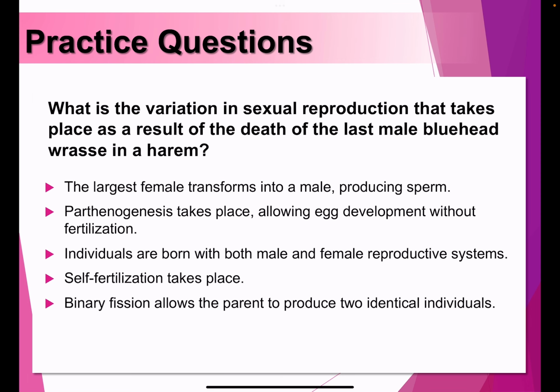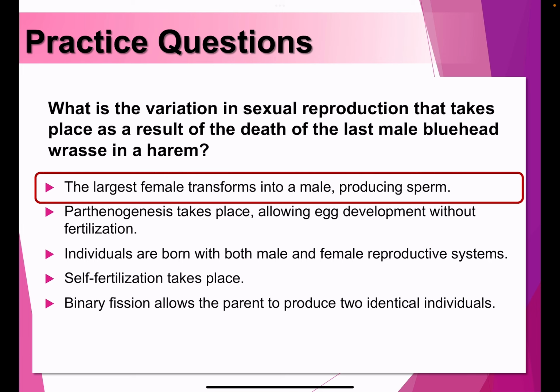What is a variation in sexual reproduction that takes place as a result of death of the last male bluehead wrasse in a harem? It is the largest female will transform into a male producing sperm.